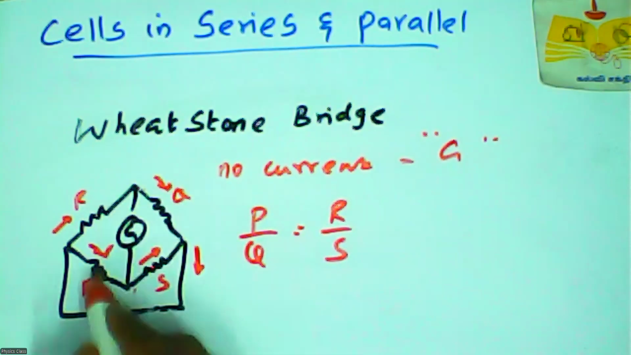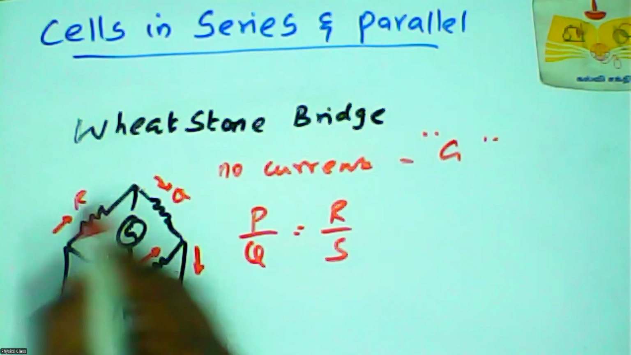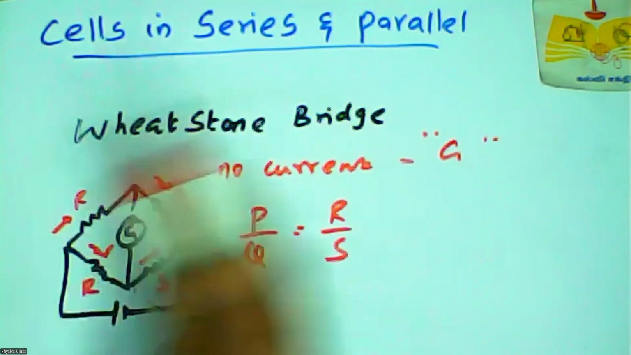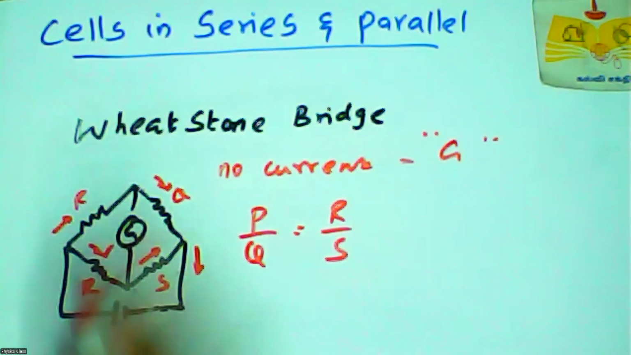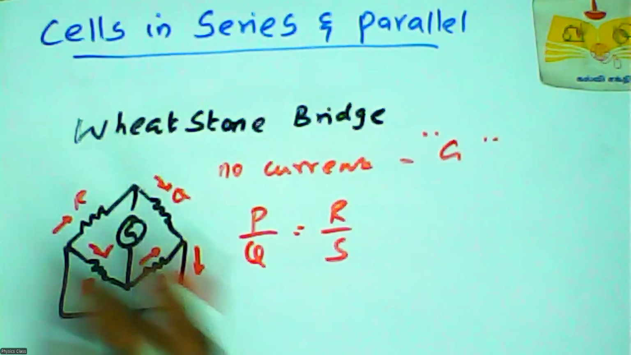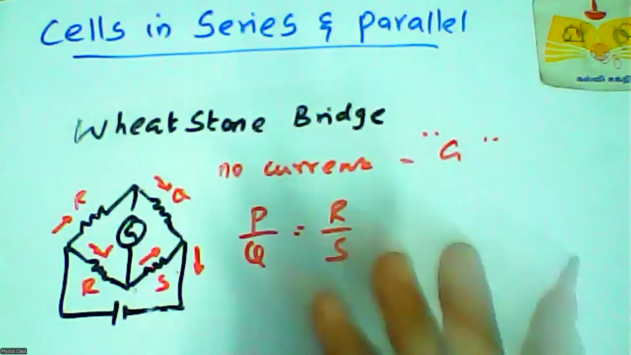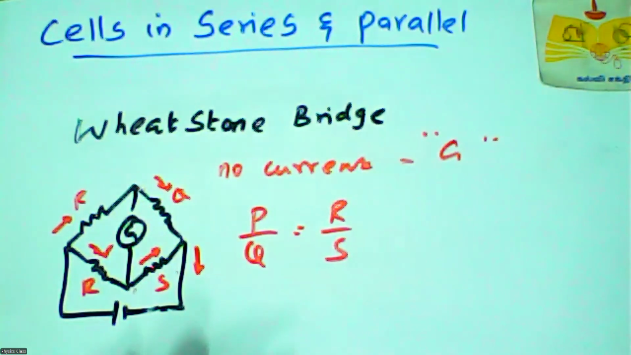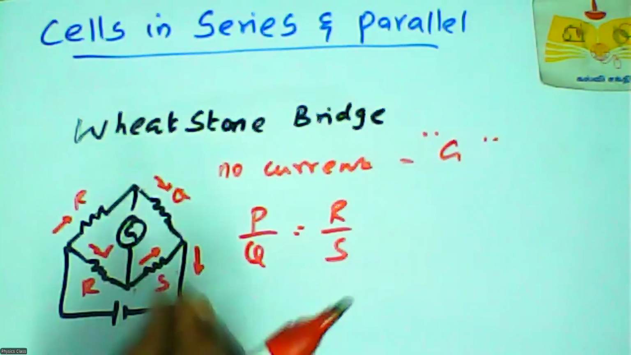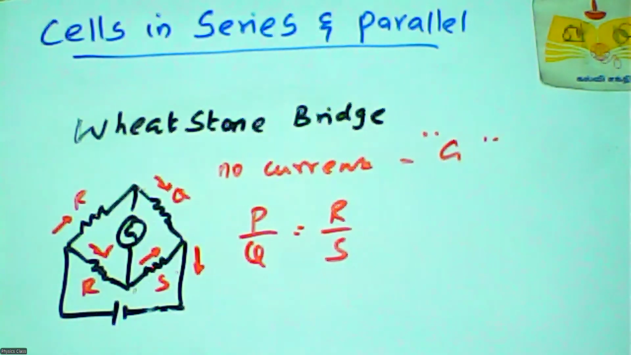P by Q equal to R by S. We can give any values, 4 ohm, 5 ohm, 6 ohm, for example. So P by Q gives some value, 4 by 5, and R by S, for example 8 by 4. So P by Q is equal to R by S. This is the balance condition. The balance condition is the key here.